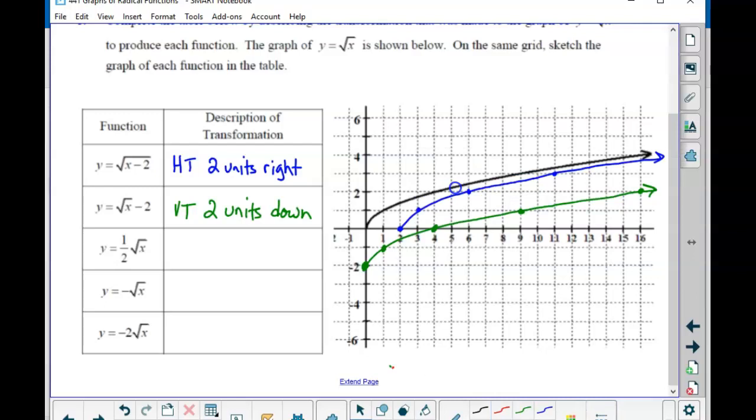Now, next one, that's saying we're taking our original y value and we're multiplying it by 1/2. So anytime you're multiplying, it's a stretch. If it's outside of the original function, then it's a vertical. So vertical stretch by a factor of 1/2 about the x-axis.